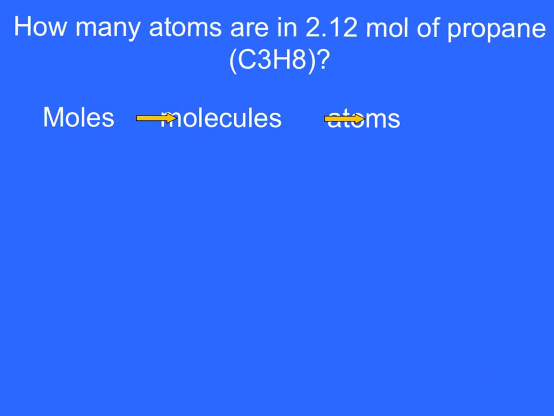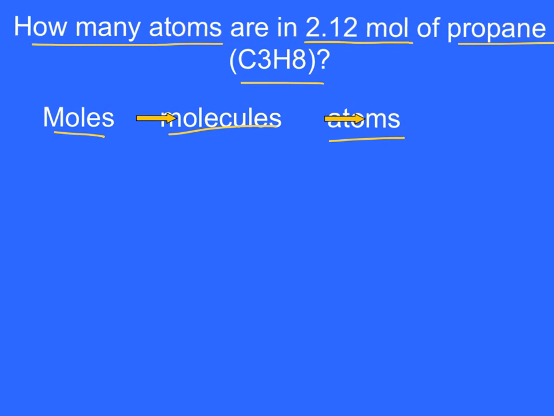All right, now we have another sample problem. How many atoms are in 2.12 moles of propane? And this is your chemical formula for propane. So we're basically going to convert the moles into molecules, and then we're going to break the molecules down into atoms. So atoms are the representative particles that basically make up a molecule, all right?